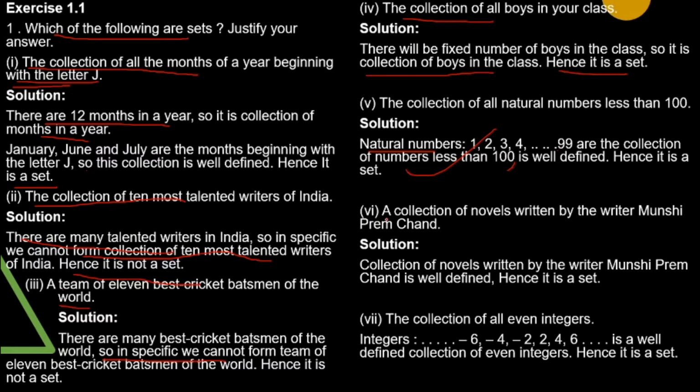A collection of novels written by writer Munshi Premchand. Okay. So Munshi Premchand's collection, whatever novels he wrote, will be specific, right? It will be a well-defined one. Whatever he has written, he will be aware, even people will be aware. So nothing will be written out of the category, right? None of his novels will go out of the category. If he has written a novel, it will come under his name. If he has not written it, it won't come under his name. So the collection of novels written by writer Munshi Premchand is well defined. Hence it is a set.